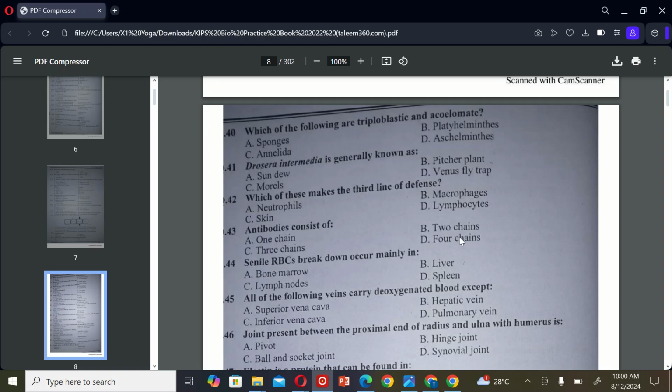So the correct option is D, 4 chains. The next MCQ is: senile RBC breakdown occurs mainly in A. Bone marrow, B. Liver, C. Lymph nodes, and D. Spleen. So the correct option is D, spleen.